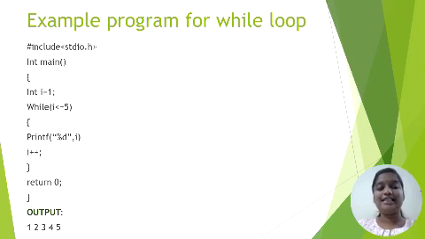while (i <= 5) checks the condition: as long as i is less than or equal to 5, the loop will execute. printf("%d", i) prints the current value of i. i++ increases the value of i by 1 after each iteration. return 0 returns control to the operating system and ends the program successfully. Output: 1, 2, 3, 4, 5.